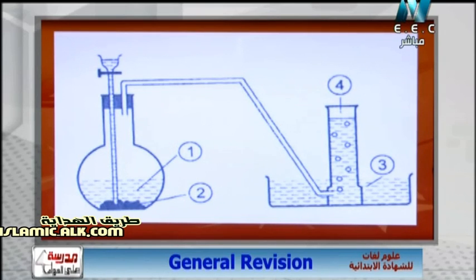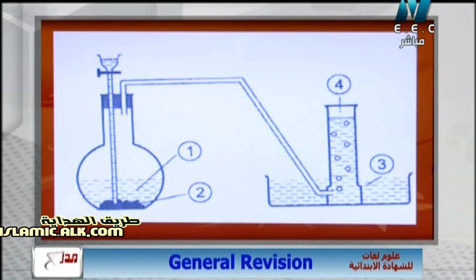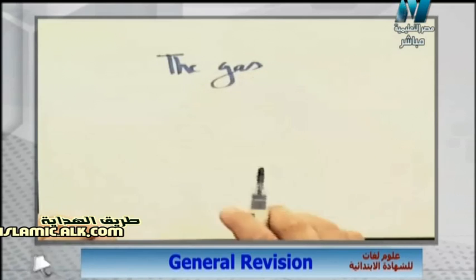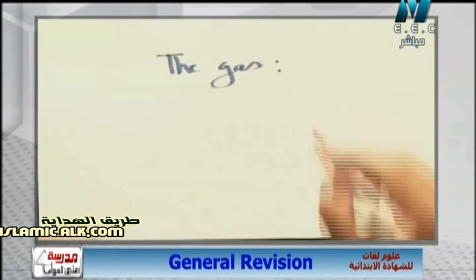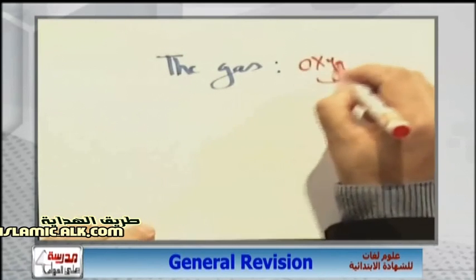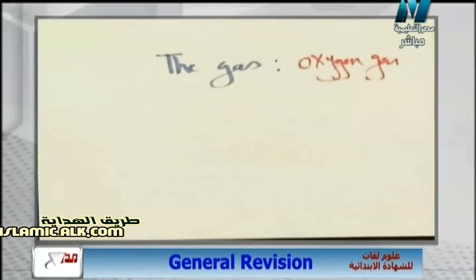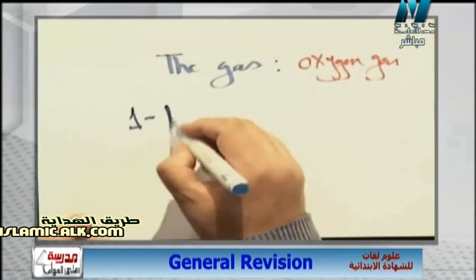Again the produced gas will be oxygen gas. So let me write this label. Here I have the produced gas, or the gas. Let us write: the gas will be oxygen gas, and number one will be hydrogen peroxide.